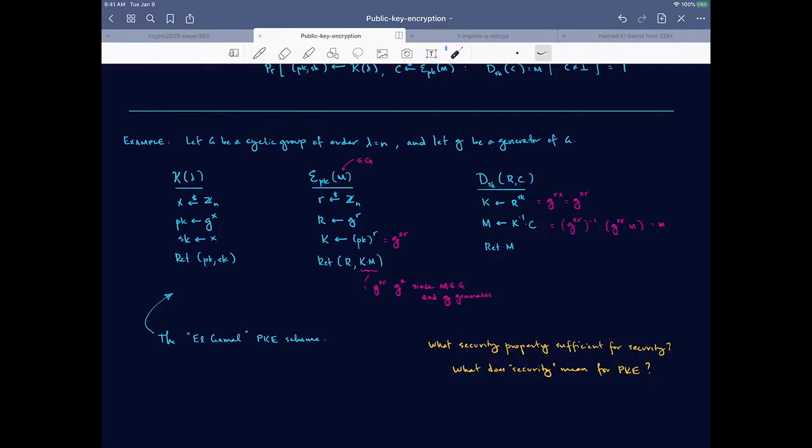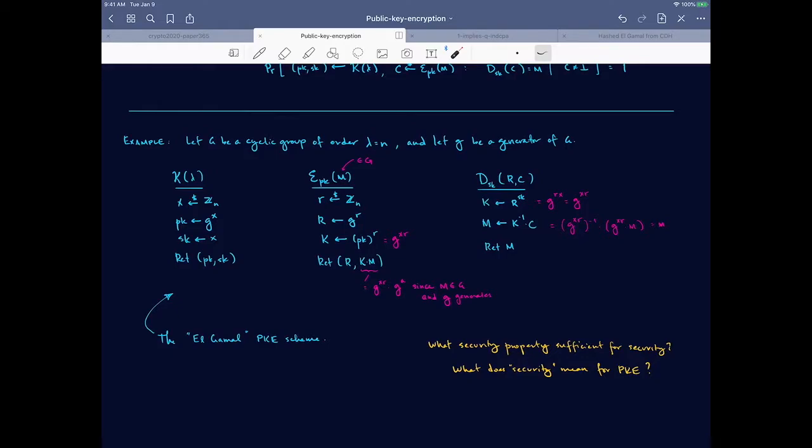That's it. That's a very simple encryption algorithm that really is basically just the Diffie-Hellman key exchange almost directly translated into an encryption algorithm. And as soon as you see this written down, it's clearly correct. It'll work over any cyclic group. So what security properties are going to be sufficient to argue that this encryption scheme is secure? Of course, there's a question we have to answer even before that, which is, what does security even mean for a public key encryption scheme?